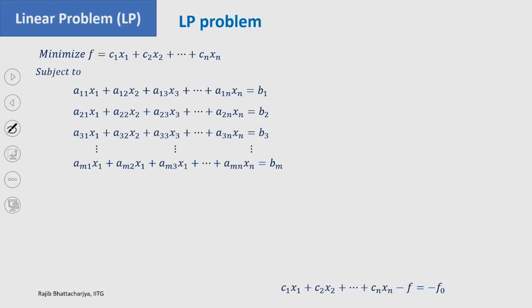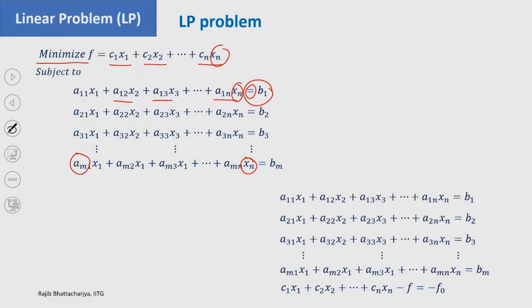Here the objective function is a minimization type, that is C1 x1 plus C2 x2 up to Cn xn. So, we have a total of n variables, up to xn. Then we have the constraints with an equality sign. This is the first constraint, that is a11 x1, a12 x2, a13 x3, up to a1n xn. So, total n variables and the right hand side is b1, and this is an equality constraint. We have a total of m constraints and n variables. This is the general form of a linear problem.